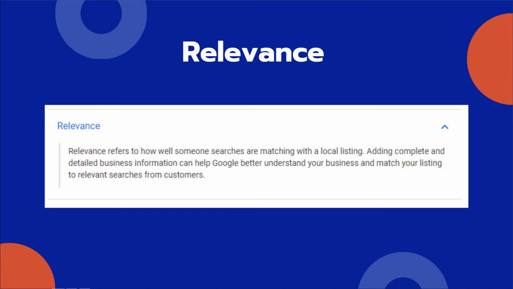So relevance is defined by Google as how well someone's searches are matching up with someone's local listing. Adding complete and detailed business information can help Google better understand your business and match your listing to relevant searches from customers. Essentially, what this means is the details that you have within your listing. If you are, for instance, a plumber in Bristol or a window fitter in East London, if someone searches for those two terms, it checks your website, it checks your listing, and it checks what the person is actually looking for to see how well these marry up. And that's what they determine to be your relevance.